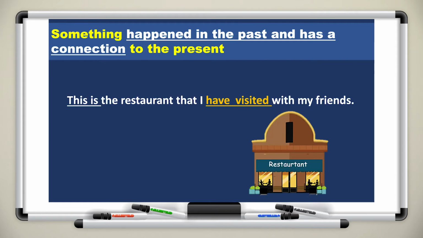When something happened in the past and has a connection to the present. Let's take an example for it. This is the restaurant that I have visited with my friends. So I'm pointing at the restaurant. So this is something in the present that has a connection to the past. This is the restaurant that I have visited with my friends. That's why I used the present perfect. Now think about it. Where is the word that tells me that this sentence is in the present perfect? Take your time, think about it, and take a look at the next example.